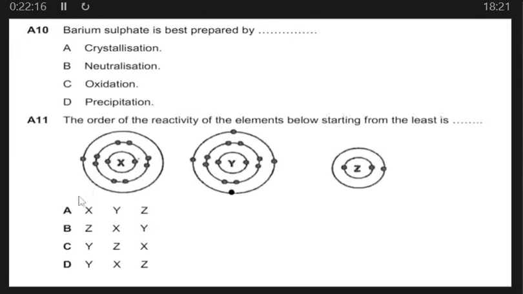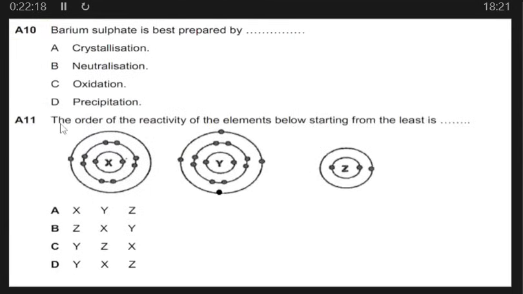Let's go to another question. We have A10, which says barium sulfate is best prepared by. Barium sulfate is an insoluble salt, and insoluble salts are prepared by precipitation. So our answer is D.